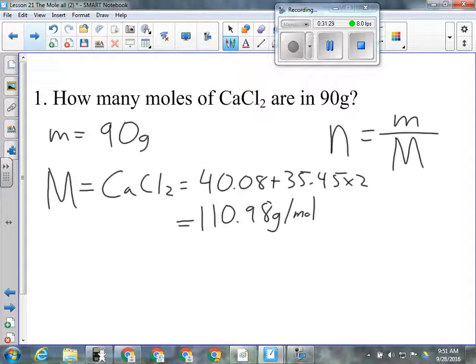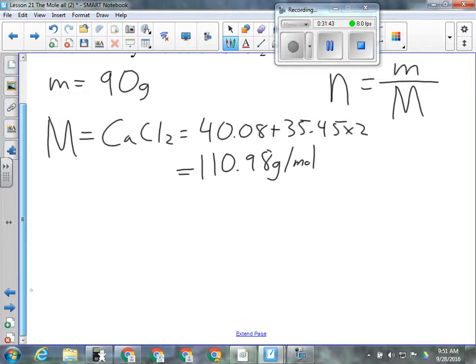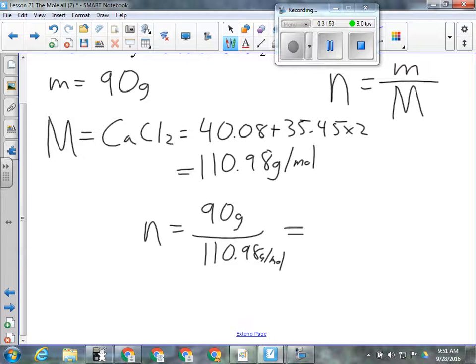Now what do I do? Exactly, solve for N. Divide 90 grams by 110. Do I have a full mole or do I have less than a mole here? I have less than a mole. 1 mole is 110.98, this is 90, so I have less than a mole. I'm going to get a decimal here. That's okay. So 90 grams over 110.98 grams per mole. You don't always have to put the units in. I'm just doing that for today.